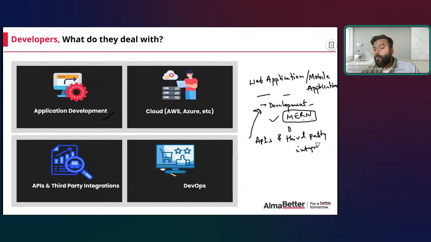And here, third party integrations can be AI as well. So different AI, let's say an AI based chatbot. That is something, again, a third party company might be working on. They will be integrating it in their application through APIs.